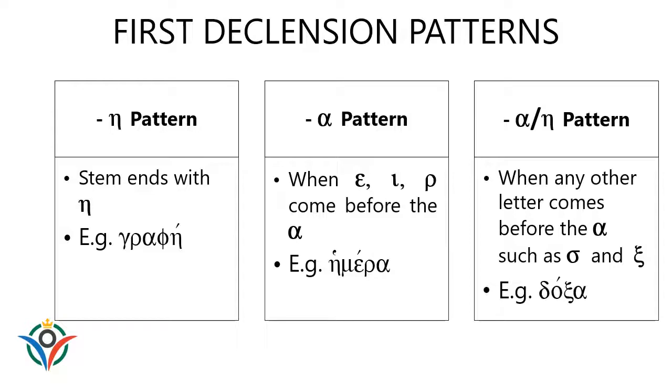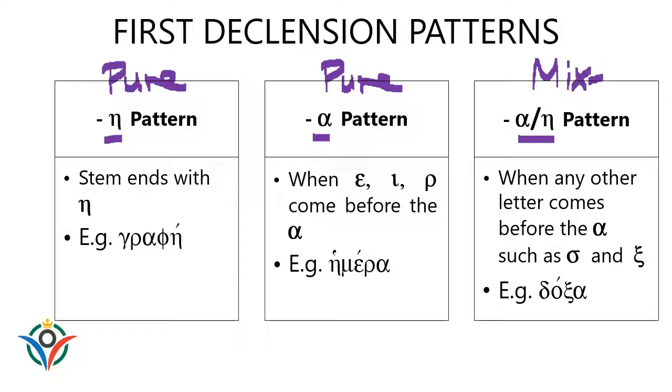So first declension nouns end in an alpha or an eta. But to further add on to that knowledge, first declension nouns are divided into three patterns. So if you have a look at the screen here, the first one is the eta pattern, sometimes called the pure eta by some Greek scholars. Next, we have the alpha pattern, sometimes called the pure alpha. And then we have the alpha-eta pattern, sometimes called the mixed pattern.